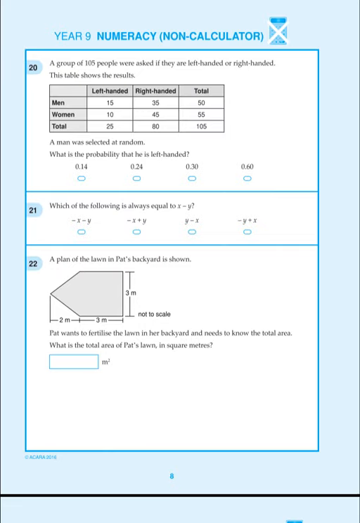Question 20. Group of 105 people asked if they're left-handed or right-handed. This table shows the results. A man was selected at random. What's the probability that he's left-handed?